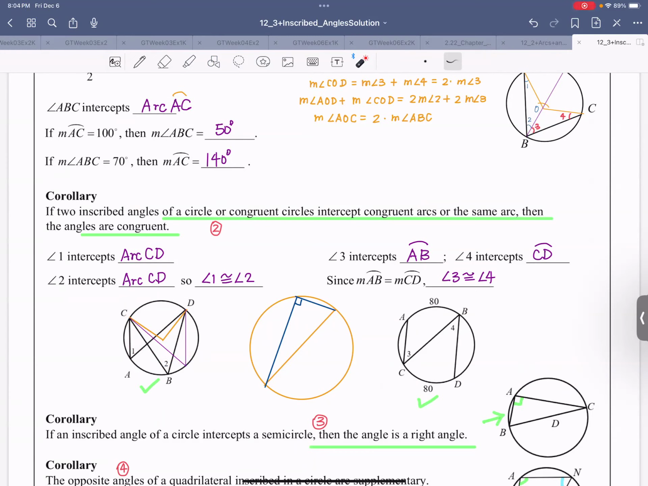Next. Look at here. This arc is 80 degrees. This arc center angle is 80. This arc center angle is also 80. Immediately, I will say angle 3 is congruent to angle 4. That one is half, so this is 40. That one is half, so this is 40. So immediately I can see angle 3 is congruent to angle 4. This is our second theorem.